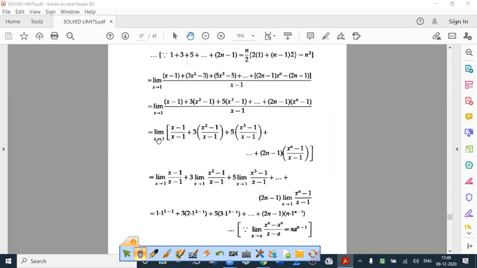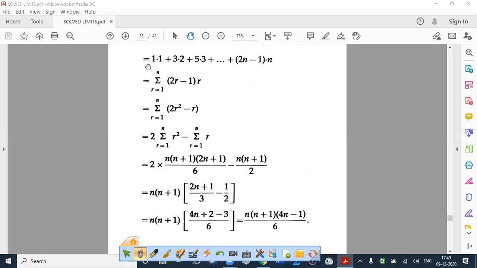See, the limiting value is 1. So 1 raised to anything is going to be 1 only. So the answer is n. Means what? Here the index is 1, so this is 1. Here the index is 2, so 2, 3 and so on. So you will notice that in the next step it is 1 into 1 plus 3 into 2 plus 5 into 3 up to what? 2n minus 1 into n.